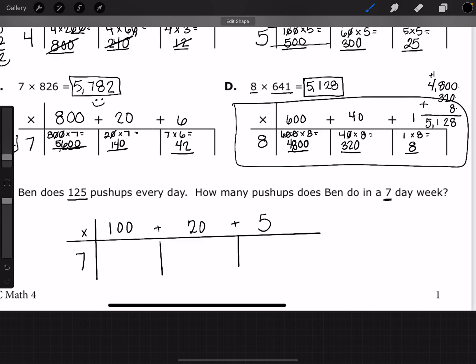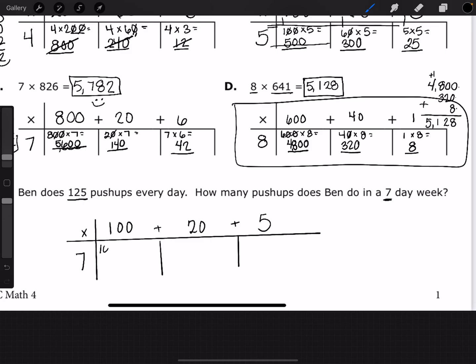All right. Our first section is 100 times 7. We can take those zeros off. 1 times 7, that's not very tricky, is 7. And then we know that that's not a 1, it's a 100. So we need to place those 2 zeros back on there to represent the hundreds place. So that is the first partial product.